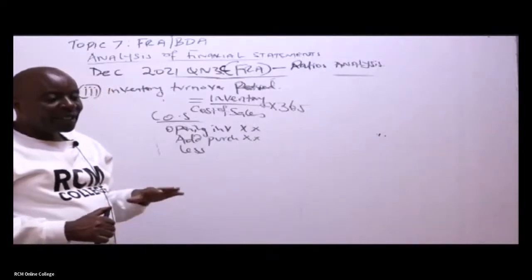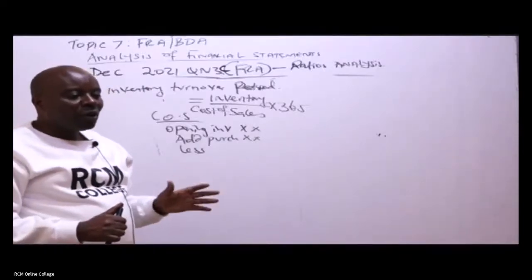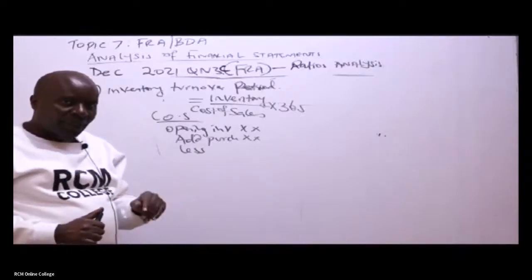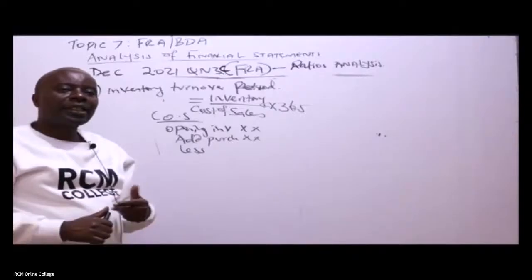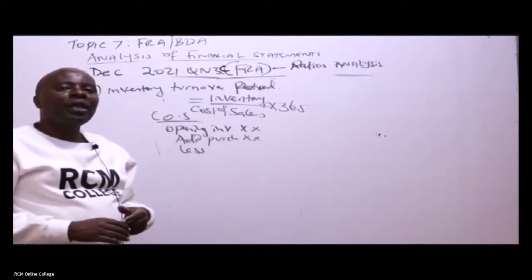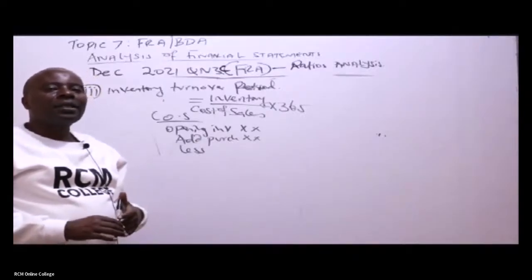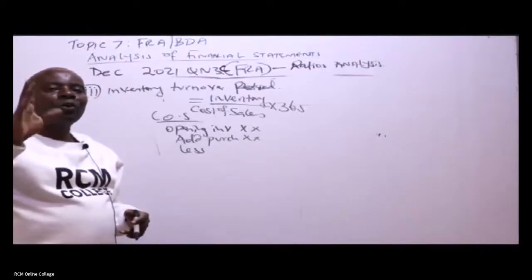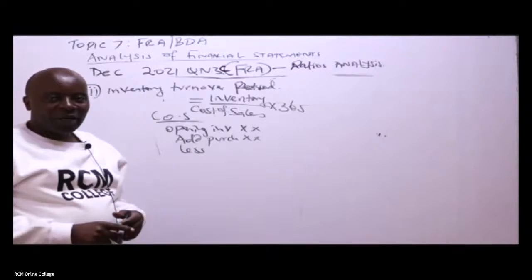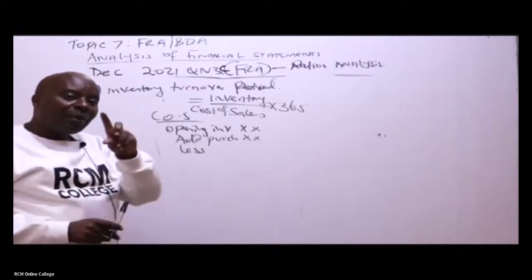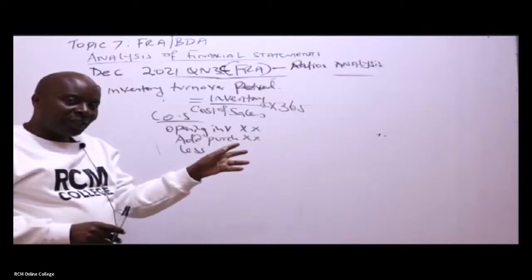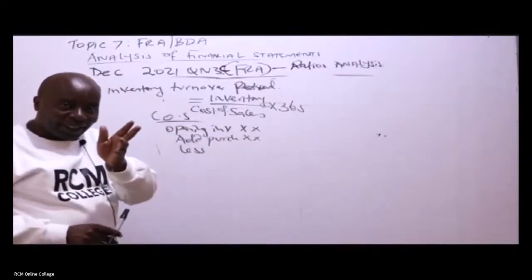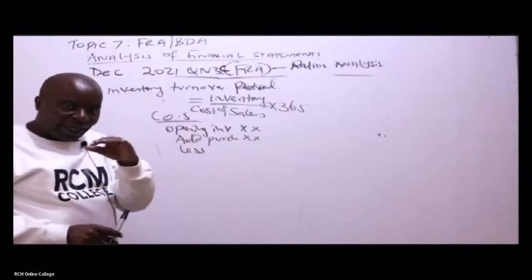A good student there is asking whether we consider what we call average inventory. Good question. As you progress, you reach a level where they tell you to calculate the inventory turnover period for 2021. In that case, I will look at the average: the opening inventory and the closing inventory, we add the two and divide by 2.